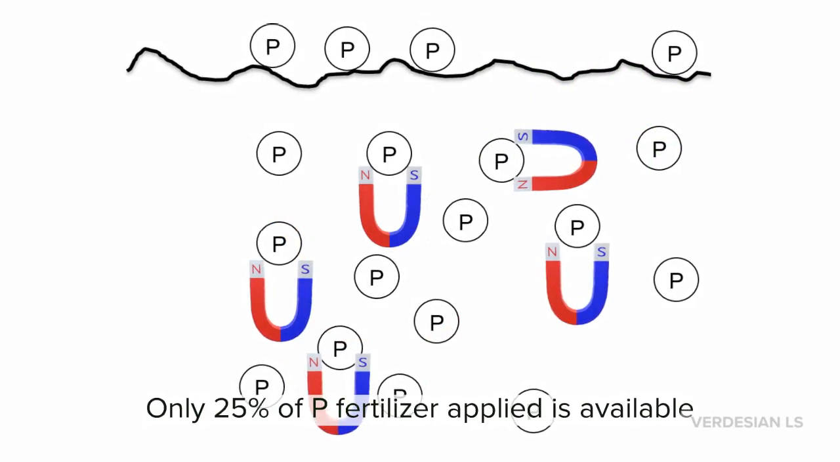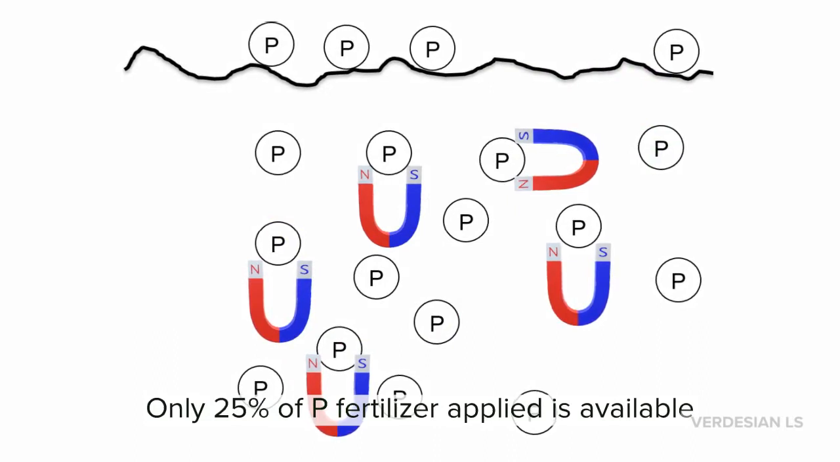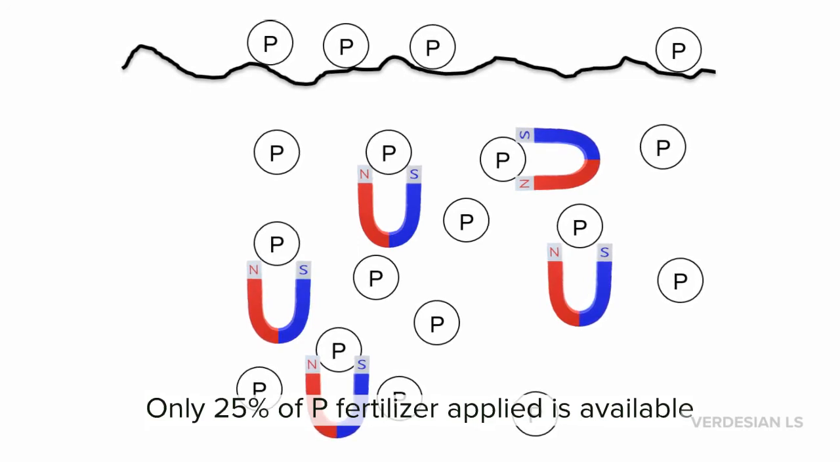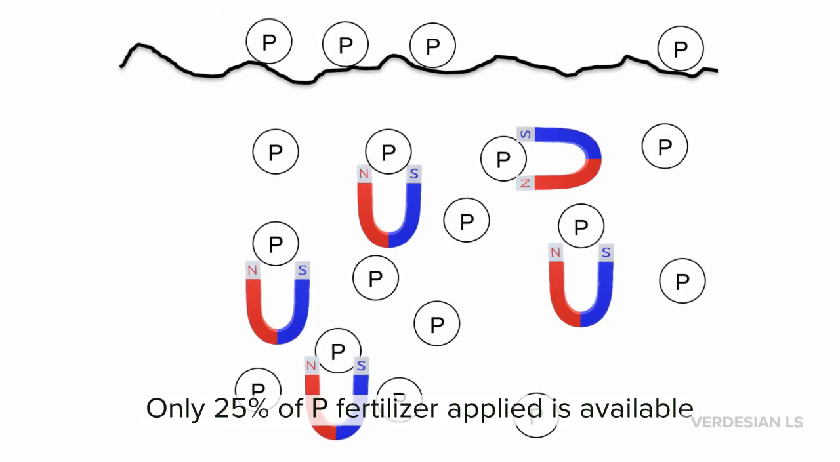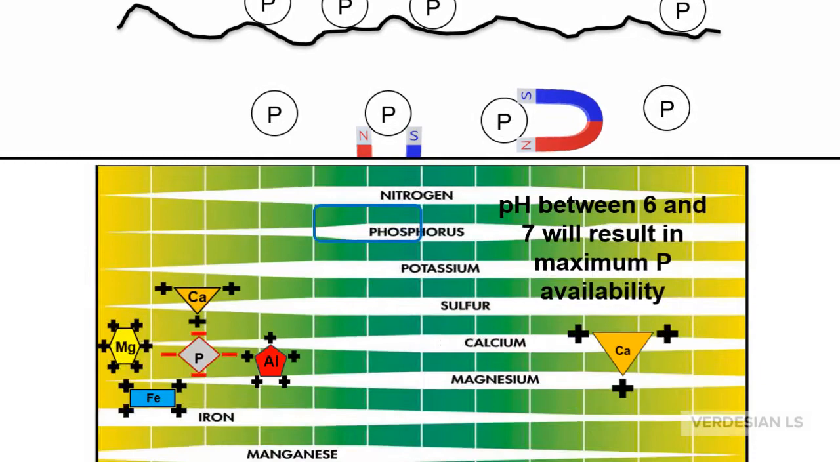Well, that may help, but you still lose a lot of fertilizer due to tie-up. In fact, only 25% of the phosphorus fertilizer that is applied remains available to the plant during the growing season. So you're losing a lot of your investment due to the soil chemistry.